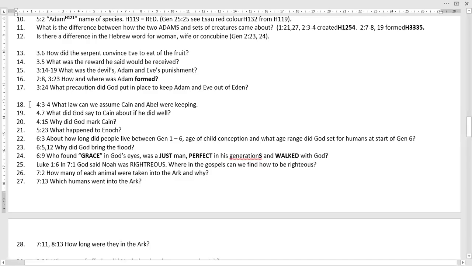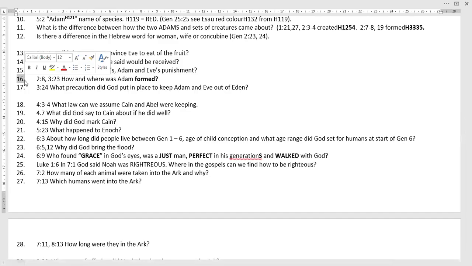Question 16. How and where was Adam formed? We see this in Genesis chapter 2, verse 8, which says, and the Lord God planted a garden eastward in Eden, and there he put the man whom he had formed. So in other words, he didn't come from there. And in 3:23, it says, therefore Yahweh God sent him forth from the Garden of Eden to till the ground from whence he was taken.